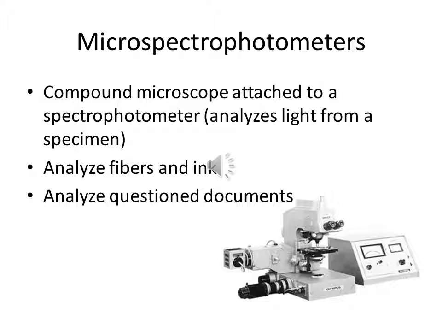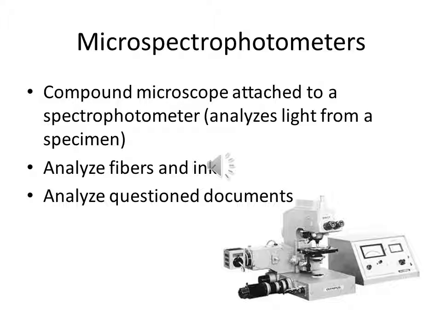This technique is very helpful for the analysis of fibers and inks. So if we think about questioned documents, there we're commonly concerned with inks. Are the inks a match for each other? Has the document been altered after the original inks? Are the inks even the right inks in use at the time that the document supposedly was generated?